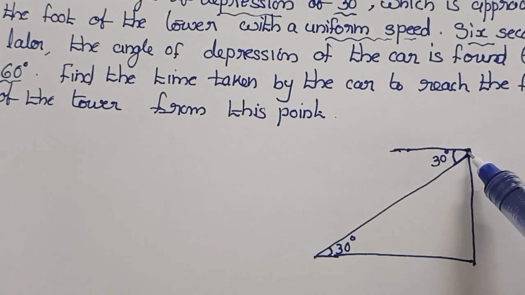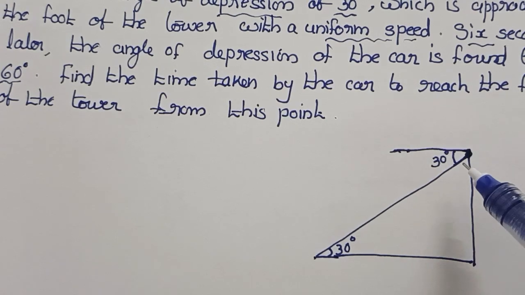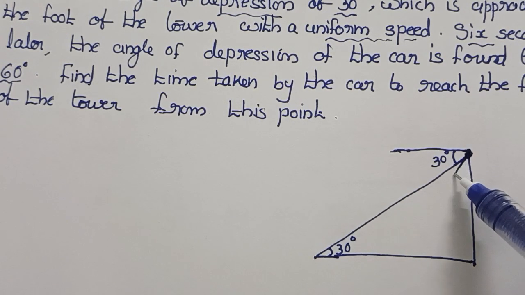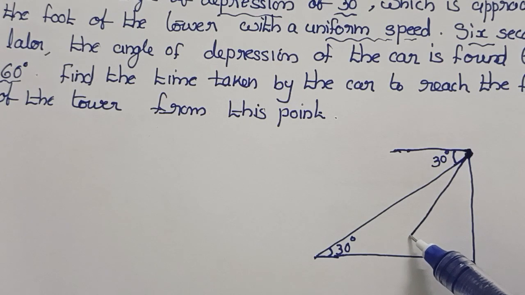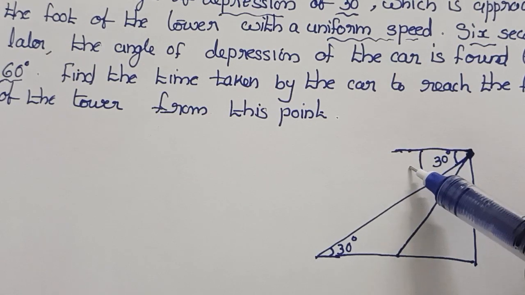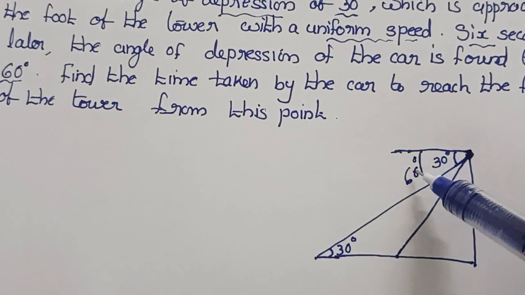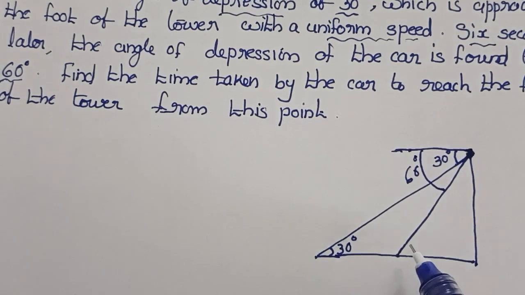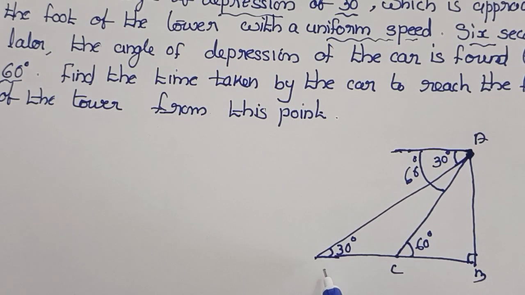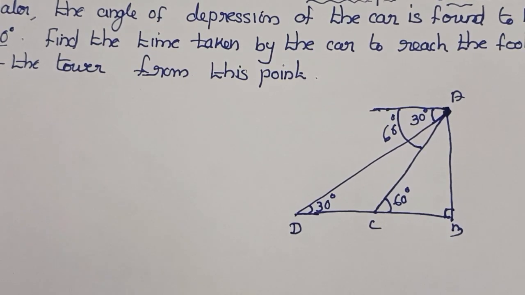So the car is approaching towards the foot of the tower, isn't it? So the angle of depression will become 60 degrees. Here the angle equals 60 degrees. This one is also equal to 60. So there are two right triangles, ABC and ABD.